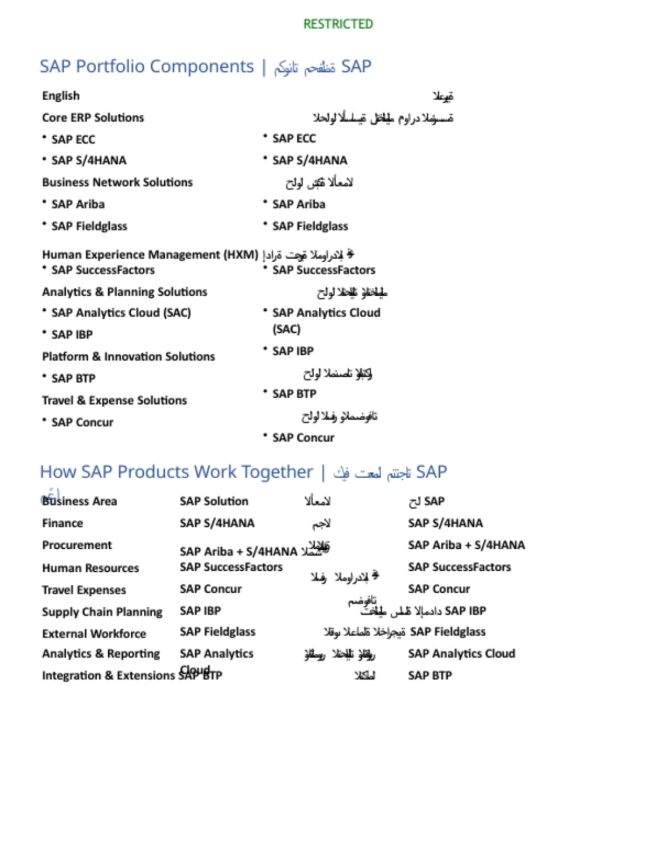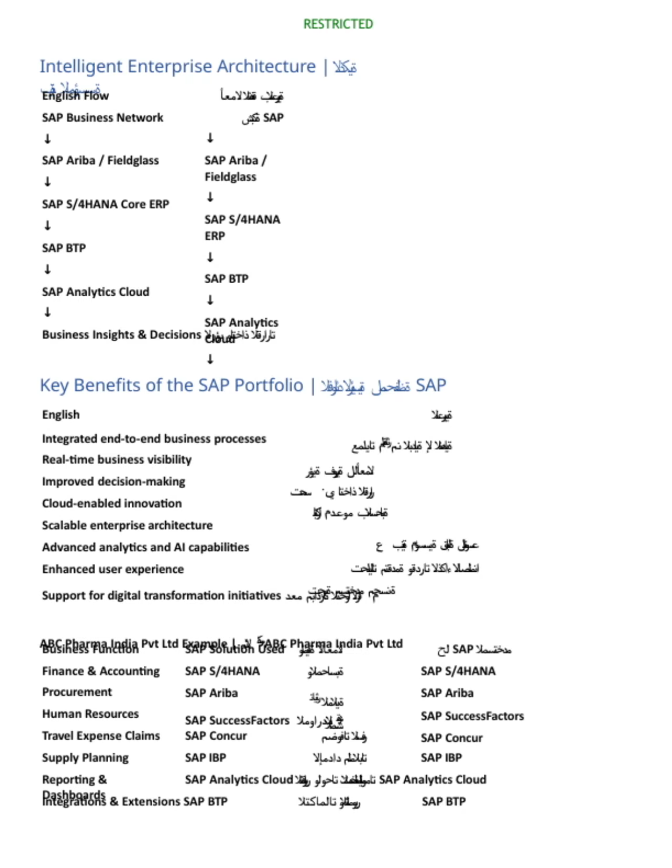Let's take a look at how various SAP products come together to create a powerful, integrated ecosystem. From core ERP solutions like SAP S/4HANA and SAP ECC to business networks such as SAP Ariba and Fieldglass, each plays a vital role. On top of that, we have specialized tools for analytics, planning, and human experience management, including SAP Analytics Cloud and SuccessFactors. This integration allows businesses to streamline finance, procurement, supply chain, and more, all within a unified platform designed for innovation and growth.